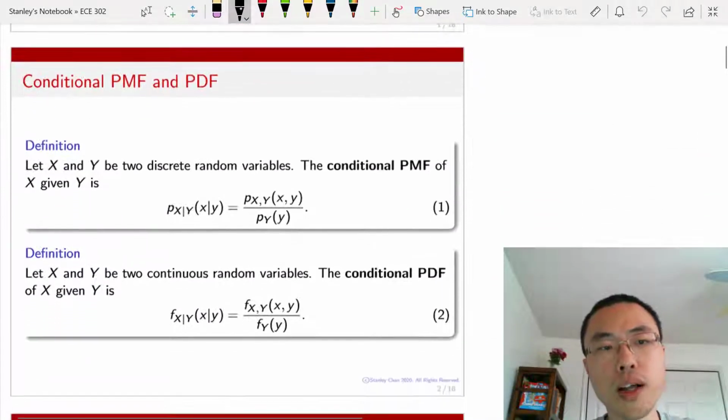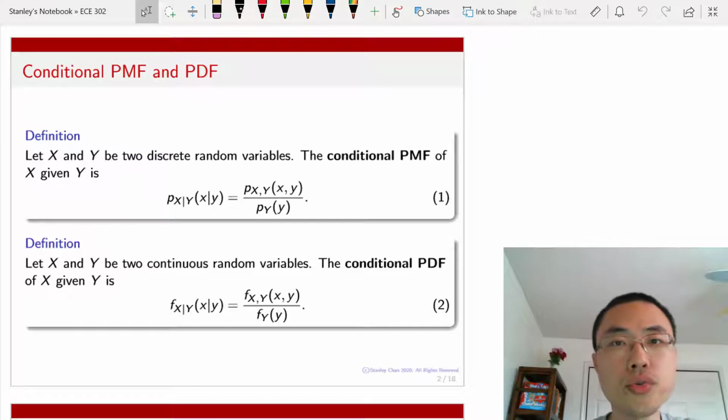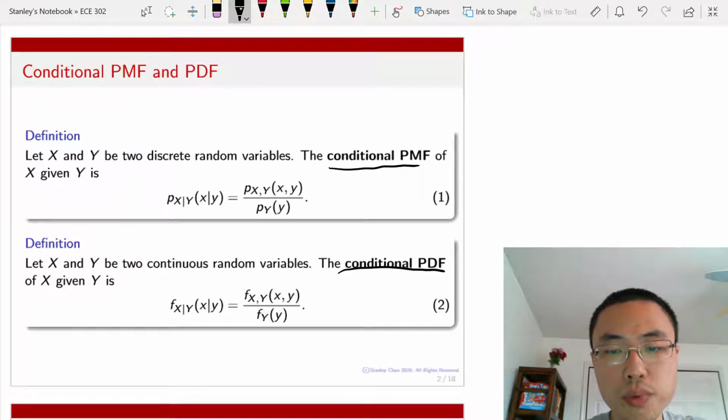If you recall our last lecture, we introduced two very important concepts. One is called the conditional PMF, the other one is called the conditional PDF. They are the conditional distributions of a pair of random variables. Let me try to review the definition of the conditional PMF and the conditional PDF.